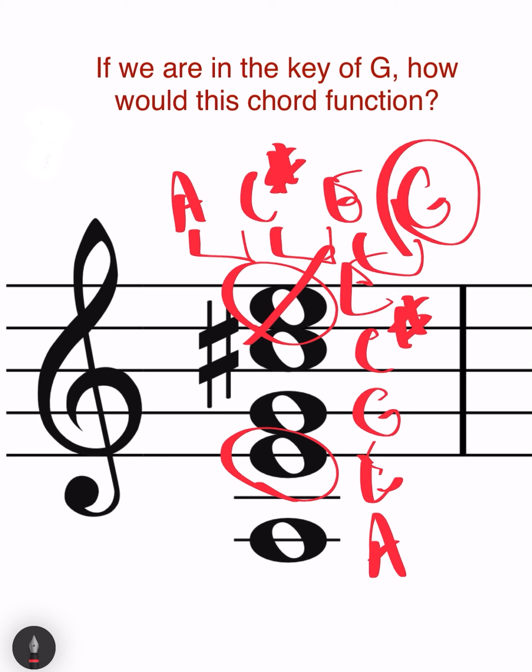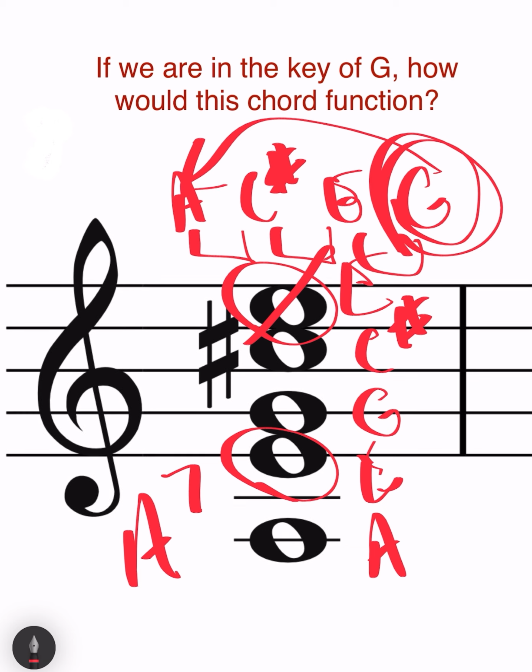A up to C sharp is 4 half steps, that's a major third. C sharp up to E is 3 half steps, that's a minor third. Major third plus minor third, that is the recipe for a major chord. So we have an A major chord here, and we have the seventh on top, the G. It's a seventh because it's a seventh above the root. So the chord here is A7 or A dominant 7.